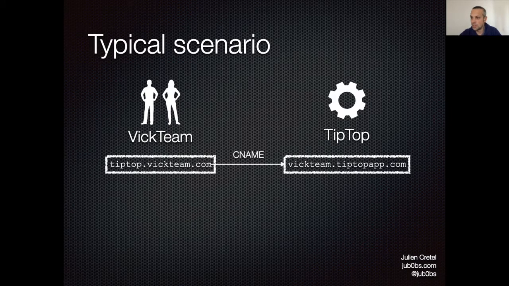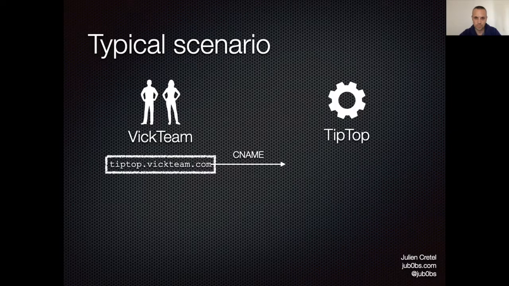So Victim does that. They create a CNAME that points to victim.tiptopapp.com. And everything is great, but time passes, and after a while they realize, well, we don't really like TipTop anymore. Maybe it's too expensive, or maybe customer service isn't great. So they decide to cancel their subscription and destroy their instance. The problem is that after doing that, they forget to remove the CNAME record that points to TipTop. So they still have a dangling CNAME pointing to a TipTop instance that doesn't exist. The CNAME is left behind.